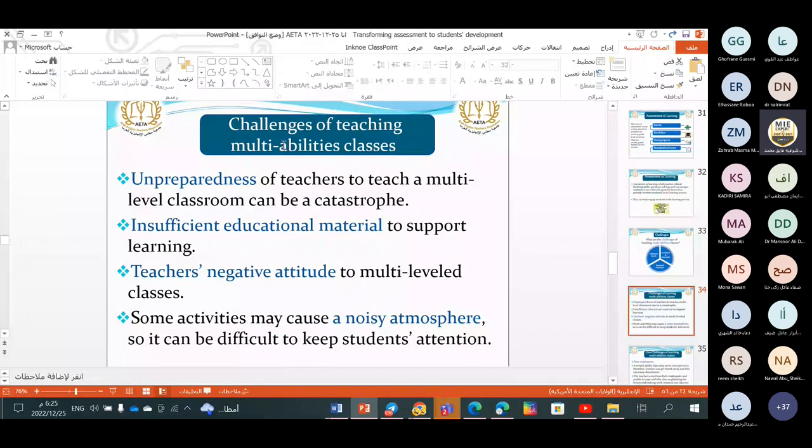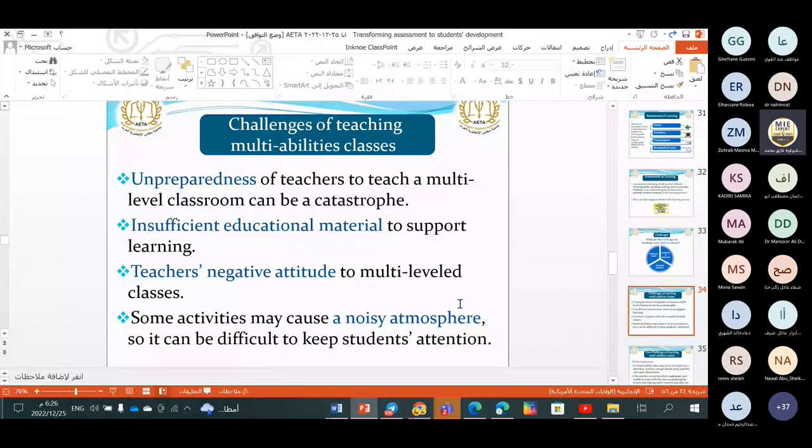Other challenges of teaching multi-abilities classes is unpreparedness of teachers to teach multi-level classes. It means some teachers are not ready to teach such a classroom, and this can be a catastrophe for our students. Also, insufficient educational material to support learning. Sometimes we cannot have sufficient resources to teach such topics. Teachers' negative attitude to multi-leveled classes. Some teachers have a negative attitude. It means that they always say it doesn't work, it will not be successful, etc.